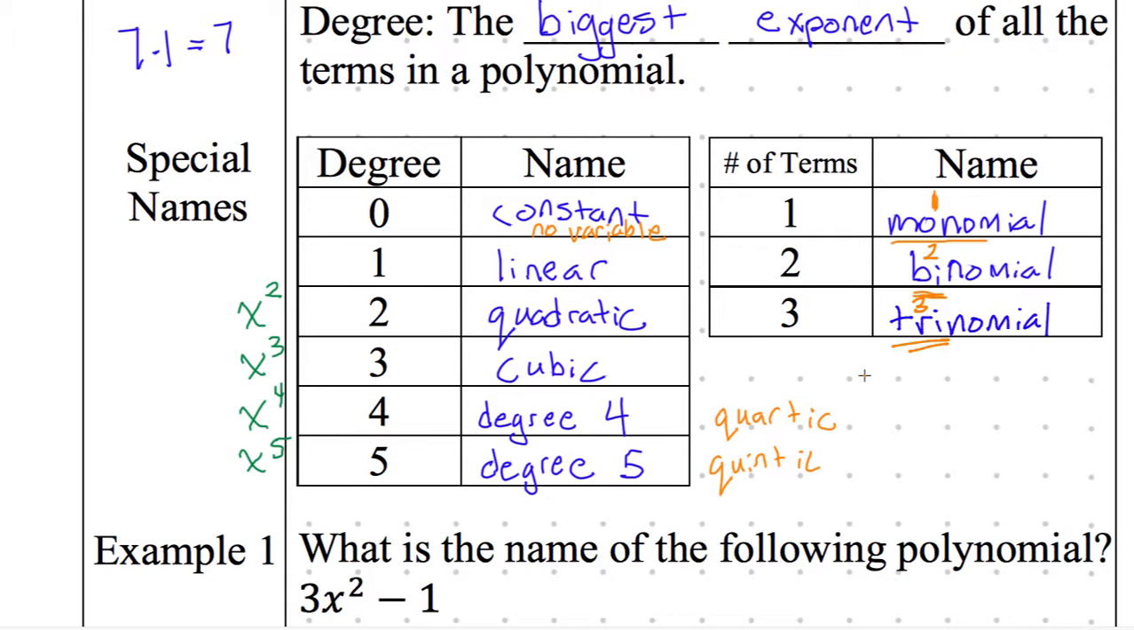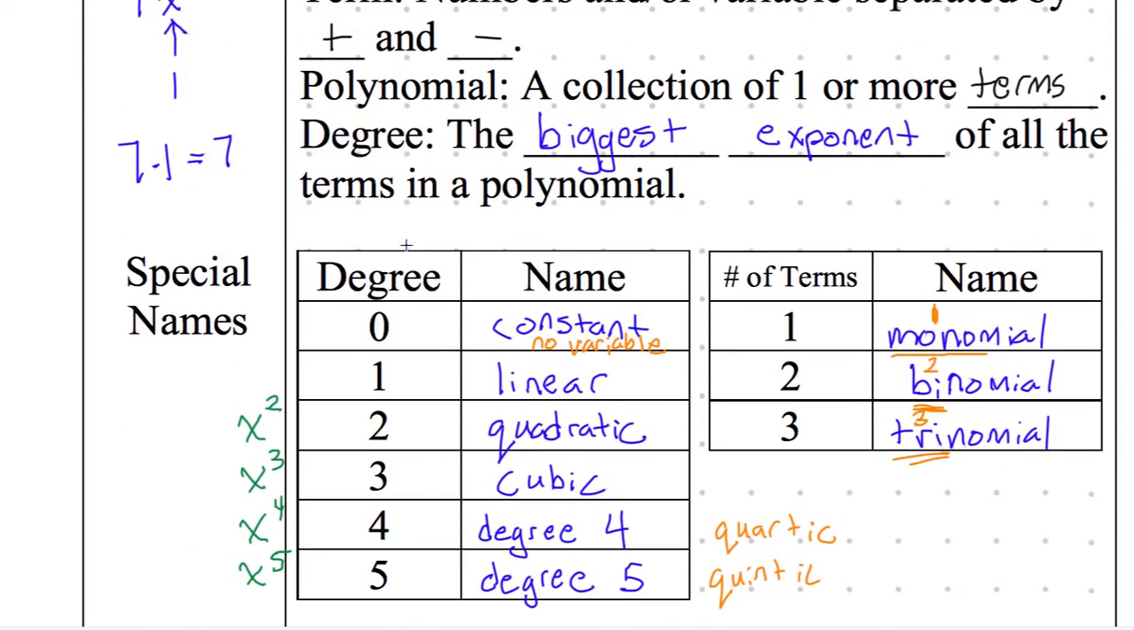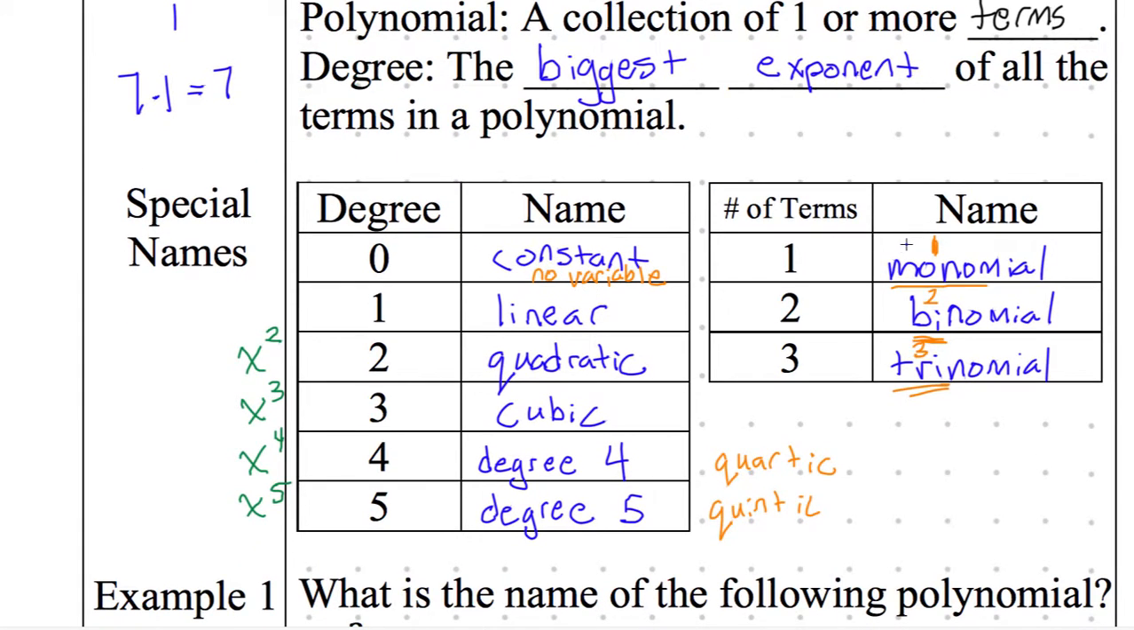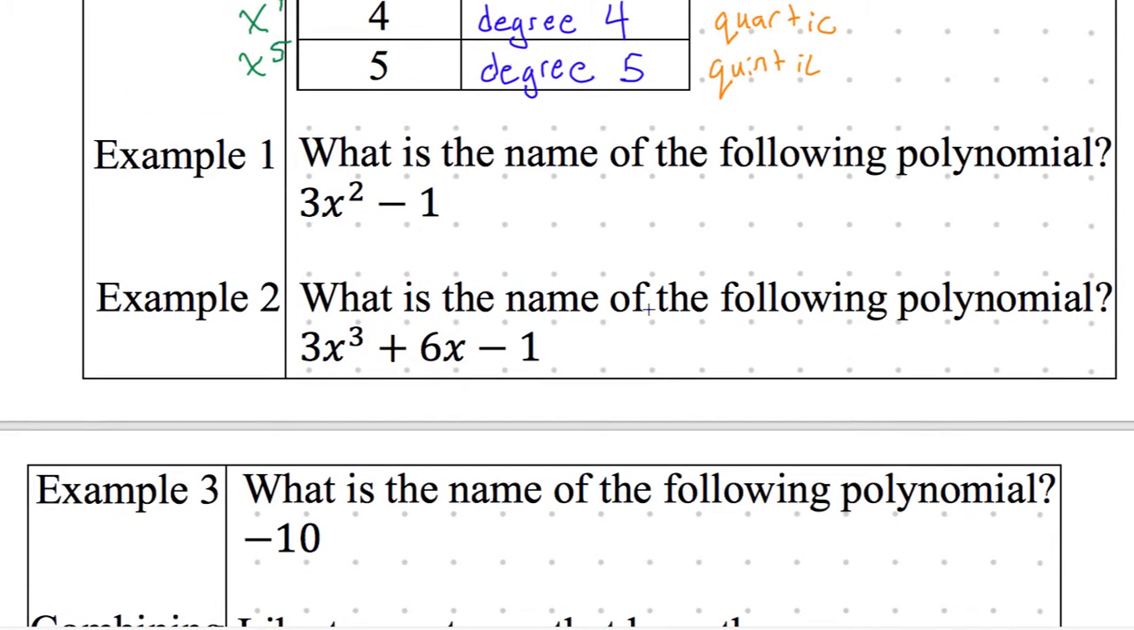All right, so we're going to be using these names together. So I have to use both information from the degree and the information for the number of terms. We know what the degree and number of terms are from our definitions up here. So I have to identify what degree am I, how many terms am I, and then put these words together. Do I have a constant monomial? Do I have a linear trinomial? Do I have a cubic binomial? You're going to be combining these two words together for these examples. Let's go to example 1, 2, and 3, starting with example 1.